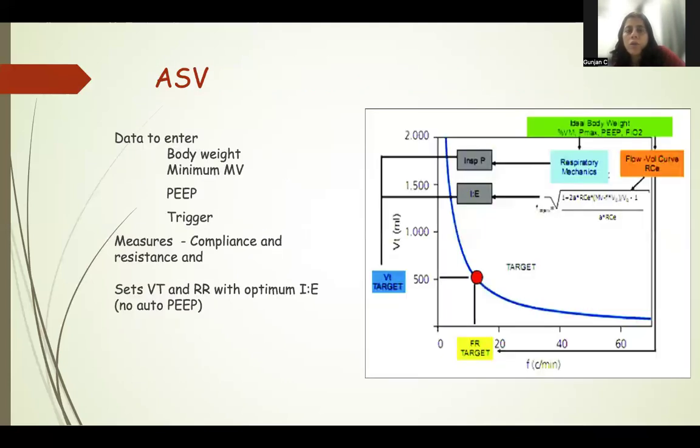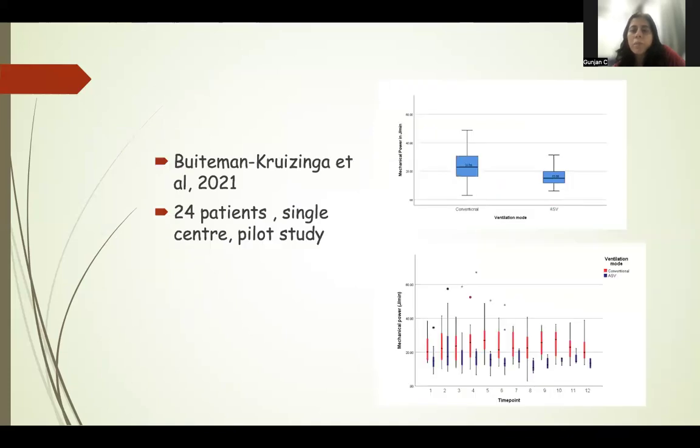our mechanical power calculation. So the newer modes: the adaptive support ventilation by Hamilton. There was a study published in 2021. However, it is a very small study of only 24 patients, a single center pilot study, which showed that as compared to conventional ventilation, the mechanical power was lower when adaptive support ventilation was used. The average mechanical power with conventional ventilation for an ARDS patient was 22, whereas the average mechanical power was 15 when adaptive support ventilation was used.